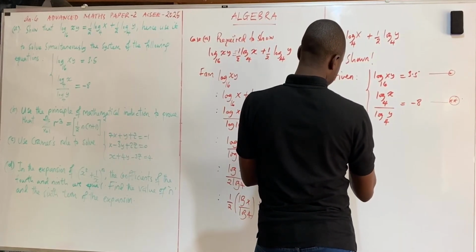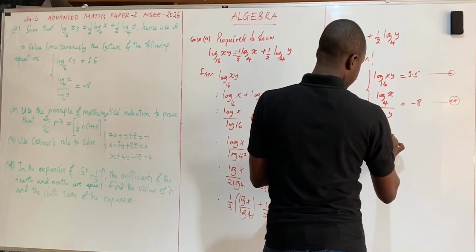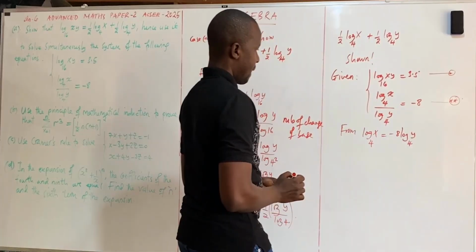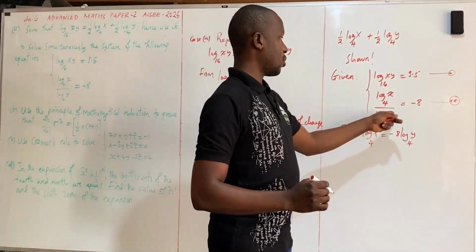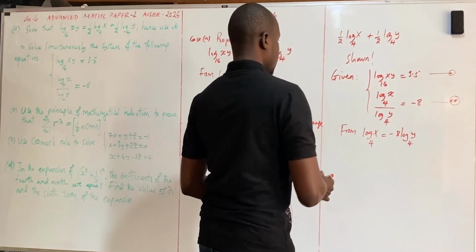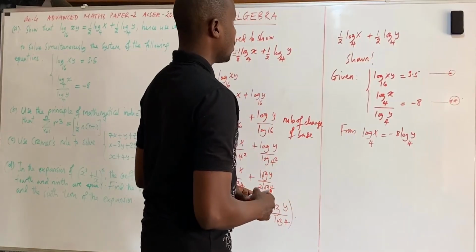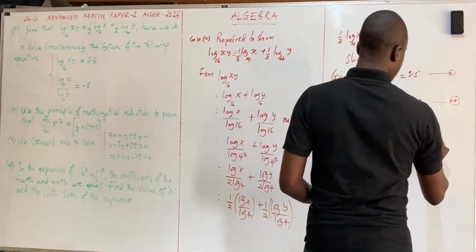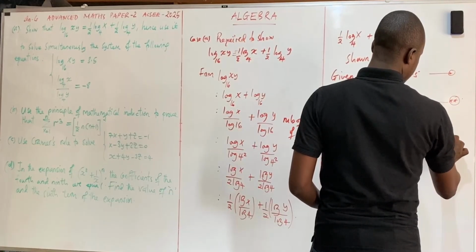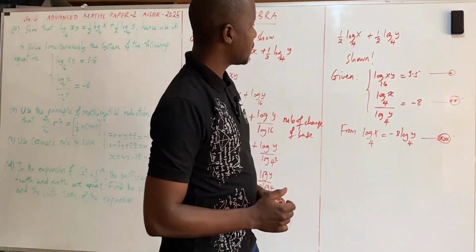From star 2, log of x to base 4 is the same as -8 log of y to base 4. So I have multiplied both sides of the second equation by log of y to base 4. After getting log of x to base 4 equals -8 log of y to base 4, which we can call star 3, we substitute this into star 1 as the substitution part.